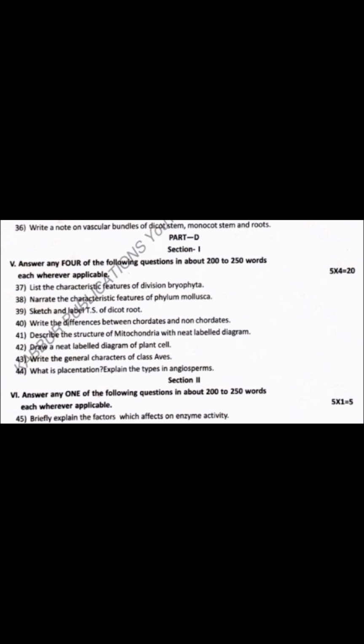Sketch and label TS of dicot root. Write the difference between chordates and non-chordates. Describe the structure of mitochondria with neat labeled diagram. Draw a neat labeled diagram of plant cell. Write the general characters of class Aves. What is placentation? Explain the types in angiosperms. Briefly explain the factors which affect enzyme activity.